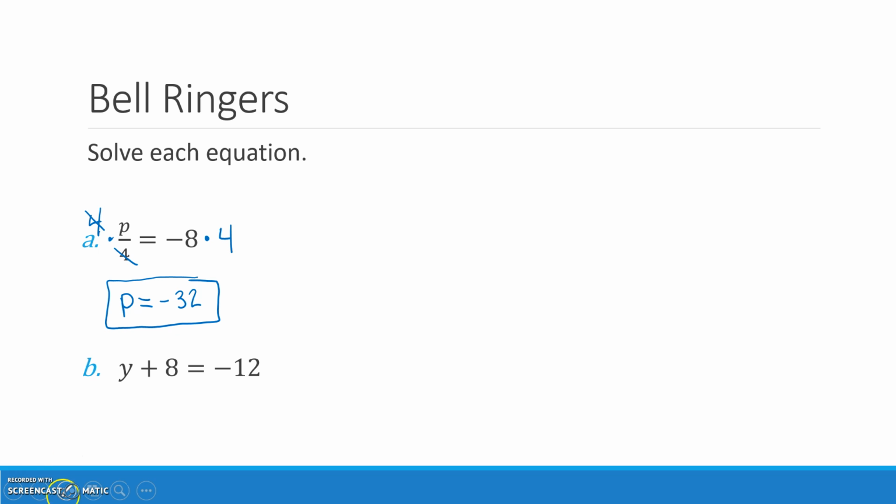For the second one, we're going to say, all right, what's happening between our variable and whatever else is on the same side? We're going to say, because they're being added, I have to do the opposite operation and subtract. I'm going to subtract 8 from both sides. And over here, those cancel out. 8 minus 8 is just 0. So now we're going to be left with y equals, and negative 12 minus 8. Since they have the same sign, we are going to add the numbers and keep the sign. So it's going to be negative 20.